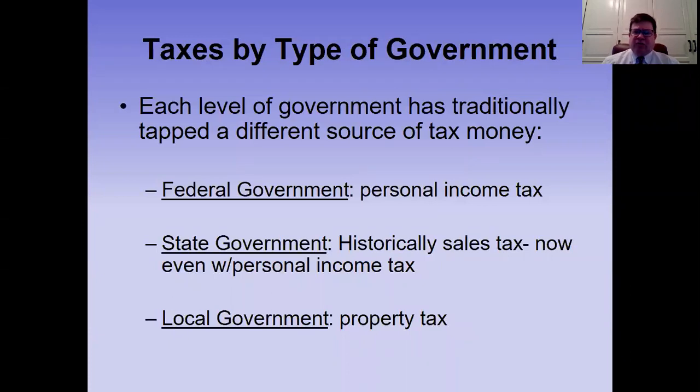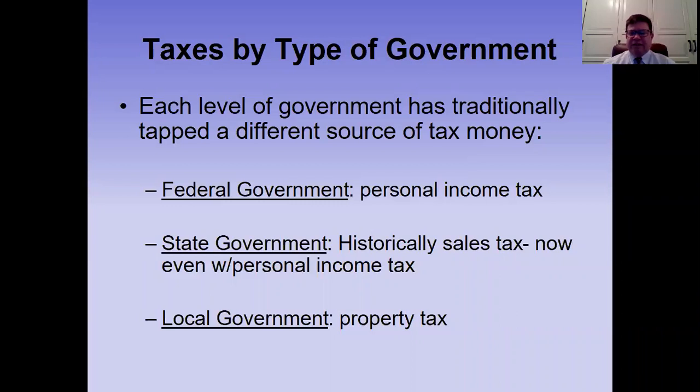So if we just take a look at taxes within the federal system, there'll be a couple of highlights here and there on state and local taxes, just to give you an idea of how they compare to the federal taxes, but this is mostly on federal taxation. Each level of government, or each government in the United States, has traditionally had its own primary source of money. There are concurrent powers between the federal and the state government to tax. Local governments can only tax what state governments give them the ability to tax. It's a little different relationship.